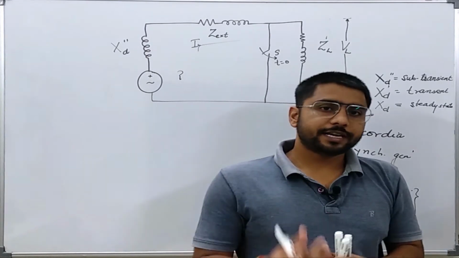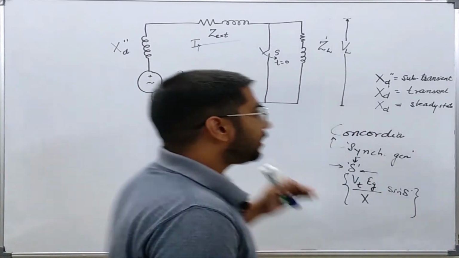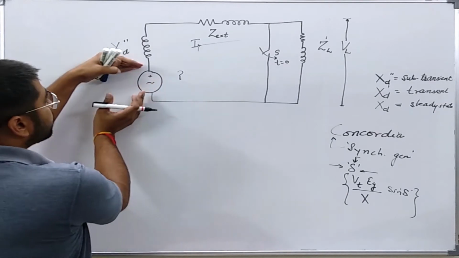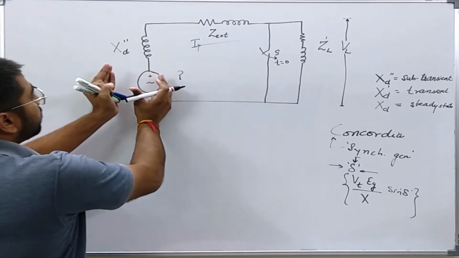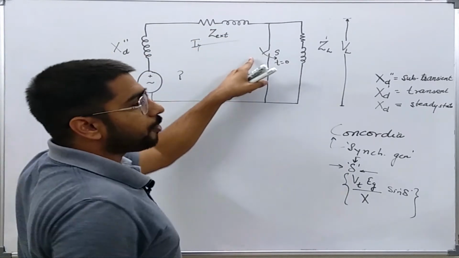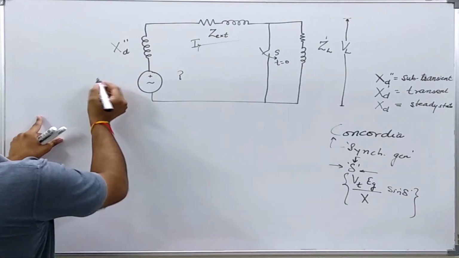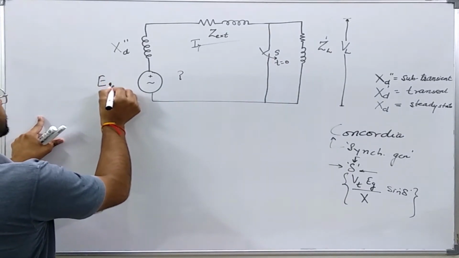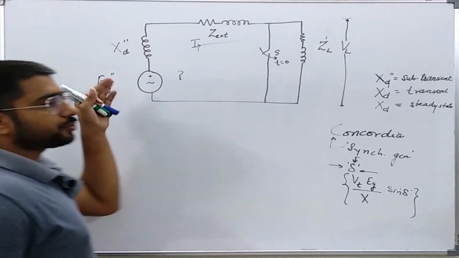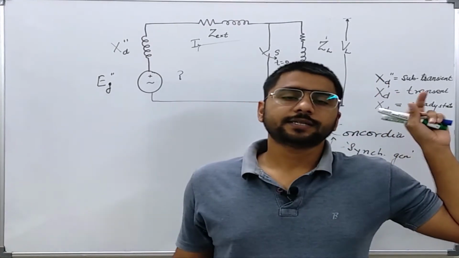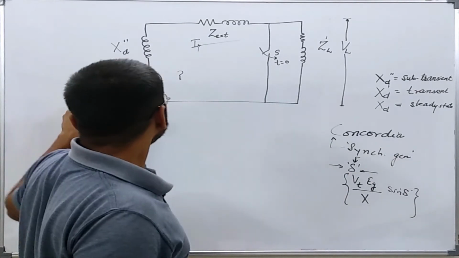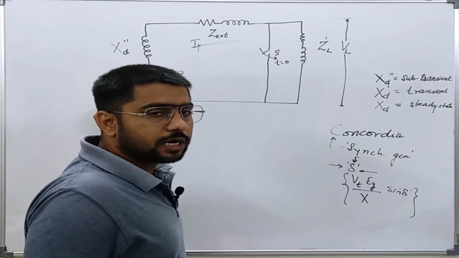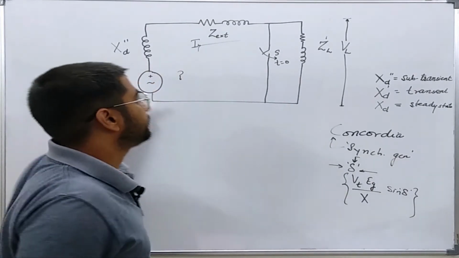So this is one of the reasons we can give some value to this voltage source when there is just the fault initiation. Let us say I give this voltage source a value EG double prime, just to show that I am considering the case when the fault has just occurred, that is the sub-transient phase.